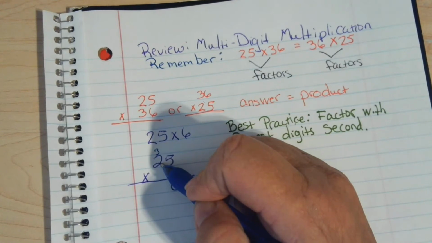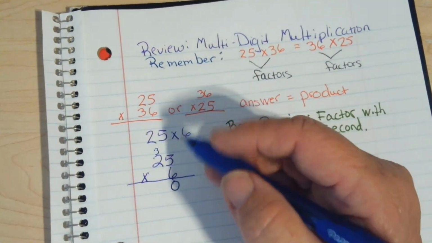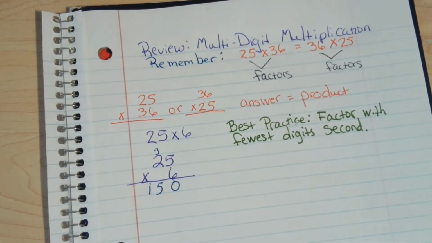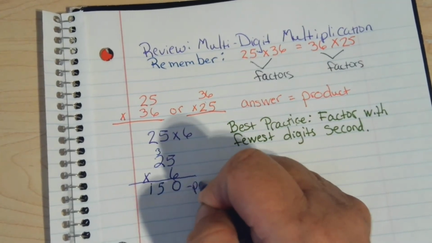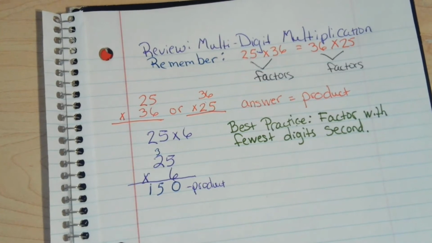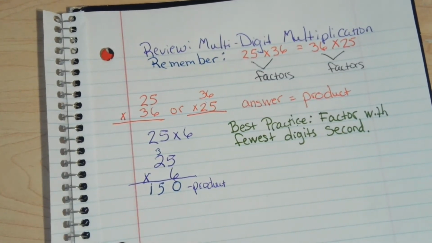That's 12. Add 3 more. 12, 13, 14, 15. See? Totally cool to count on my fingers. Boom. And this 150 is called the product. And 25 and 6 are factors. 150 is a multiple of 6 and a multiple of 25.